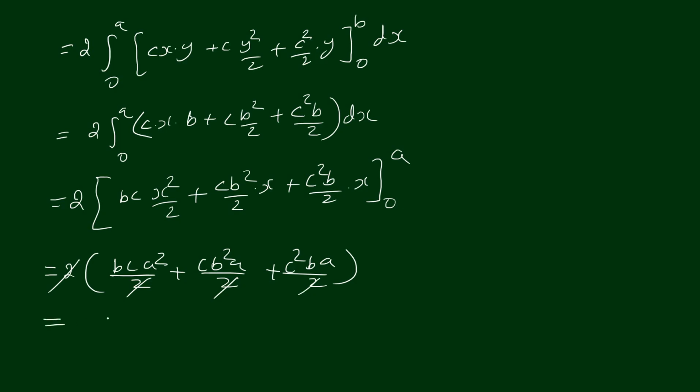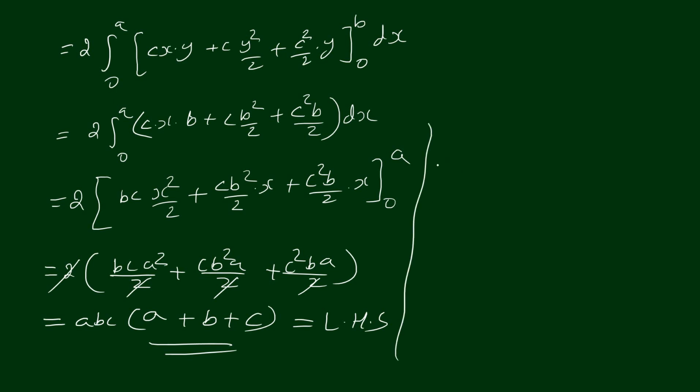Now we can see abc is common for all the terms, so we can take it outside. What remains here? a. Here b remains. Here c remains. So this is the same as the left hand side of the theorem. So hence we can say that the theorem is verified. Which theorem? Gauss divergence theorem verified. So like this we can verify a theorem.